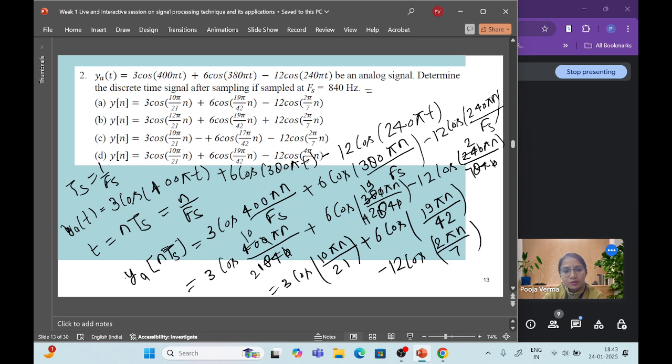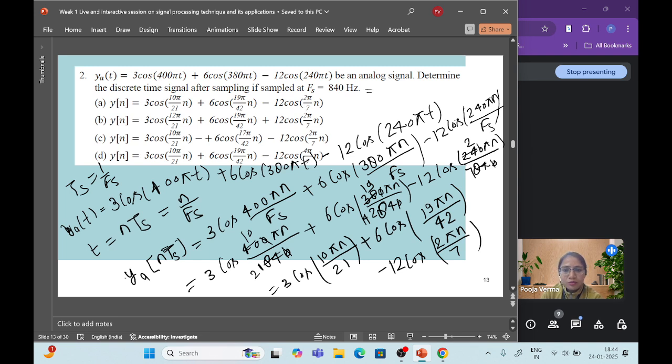Okay. So by putting t is equal to nts or n by fs, you will get, and then divide by sampling frequency. Sampling frequency fs is given as 840 hertz. Put it and see if these things cancel out, then calculate, then you will get this answer: 3 cos 10 pi n divided by 21 plus 6 cos 19 pi n divided by 42 minus 12 cos 2 pi by 7 n. You can say like this.